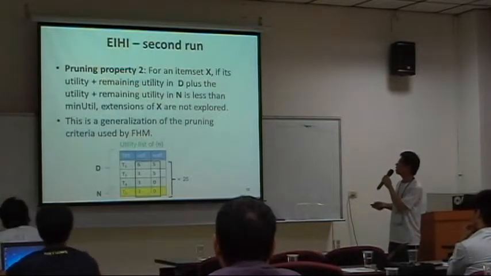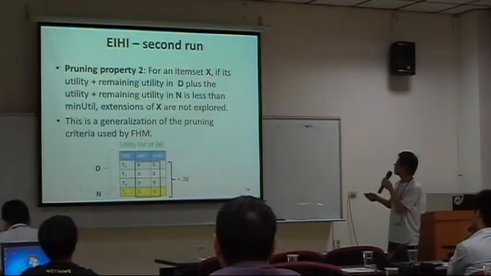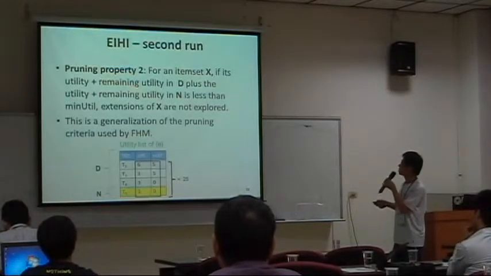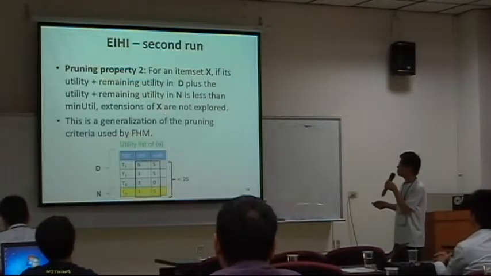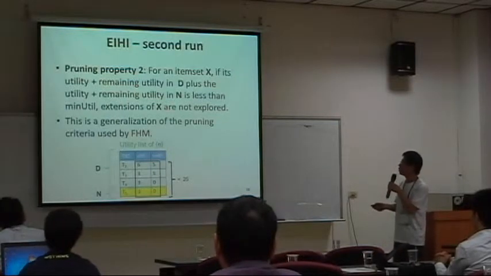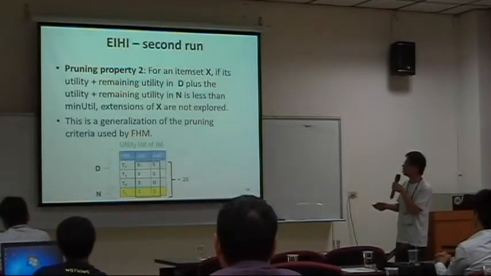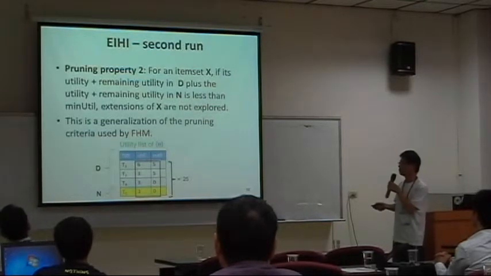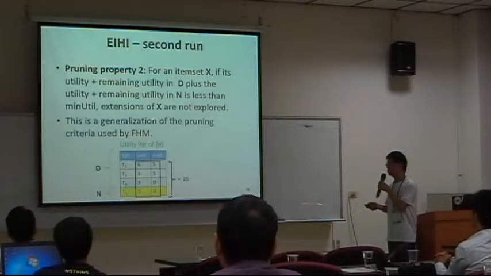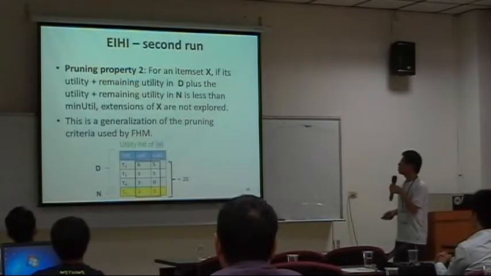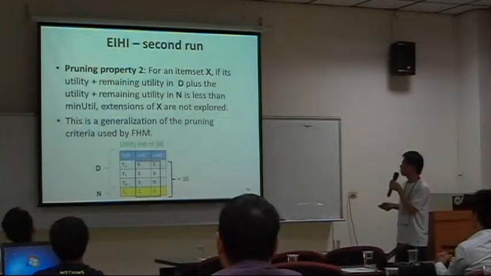This is the second pruning property. For an item set X, if its utility plus the remaining utilities in the original database D, plus its remaining utilities in N, is less than the minimum utility value, then any extensions of this item set are not explored. It means that all the utility values of this item set X and all its remaining utilities in this updated database are less than the minimum utility threshold, and any extension of this item set will not be a high-utility item set. The detail of the proof will not be given here. So this is a generalization of the pruning criteria used by the FHM.